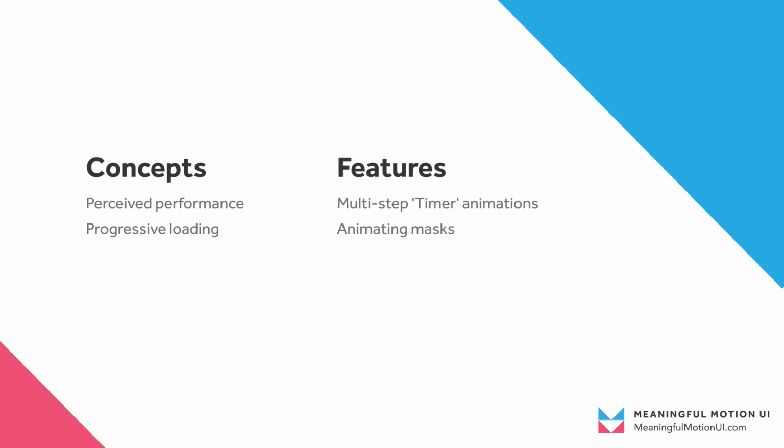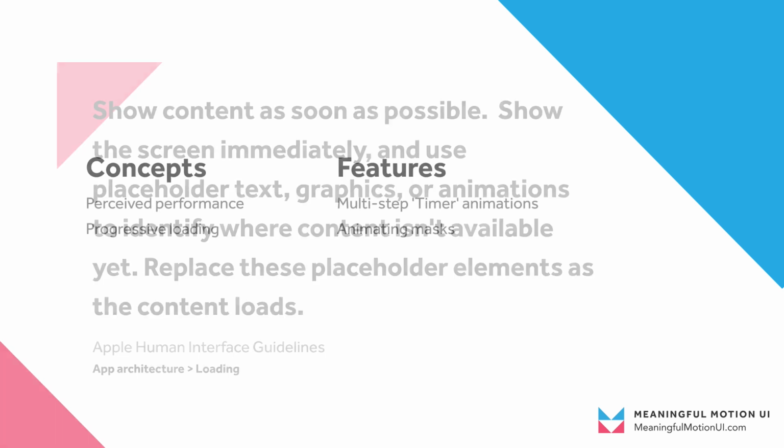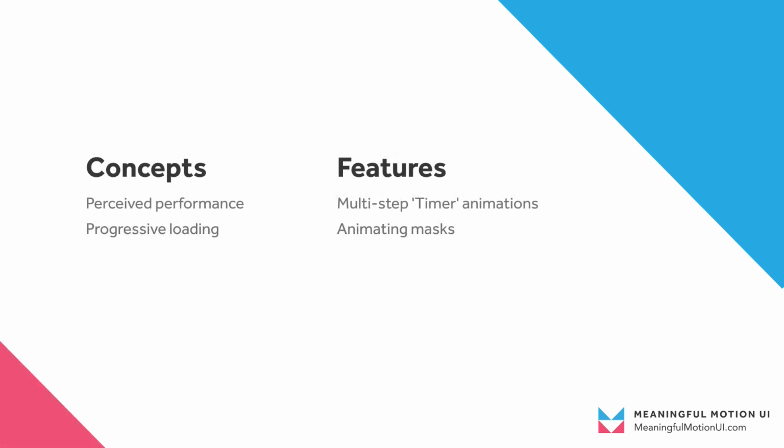The Apple Human Interface Guidelines specifically say to show the screen immediately and use placeholder text, graphics, or animations to identify where content isn't available yet. Then replace these placeholder elements as the content loads. So we'll be doing something similar in our app to load in just the labels and to then animate in the rest of the data after a short delay. To create both the loading indicator and the full page loading transition, we'll be using Studio's timer feature and masks. We'll be looking at the individual loading indicator first and talking briefly about how masking works.